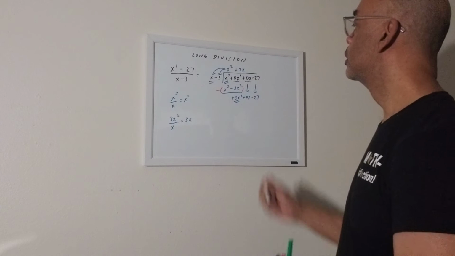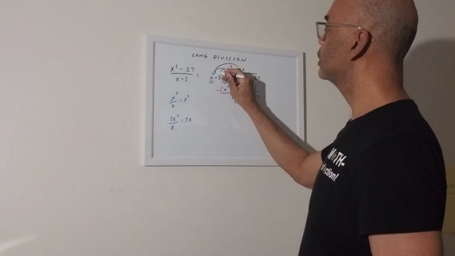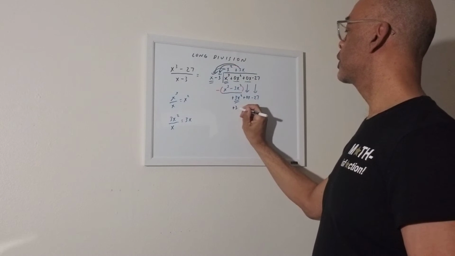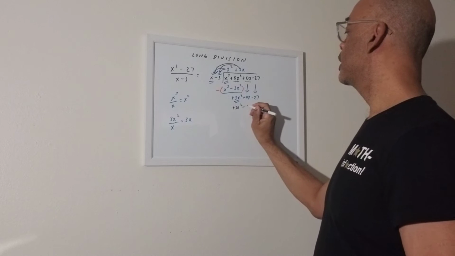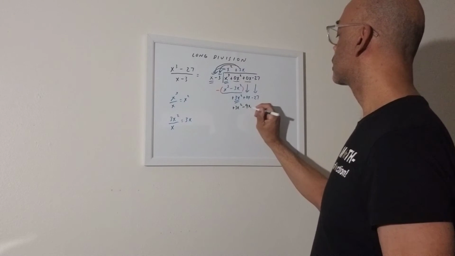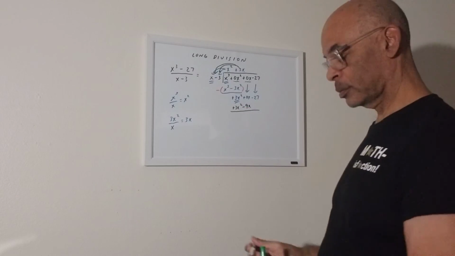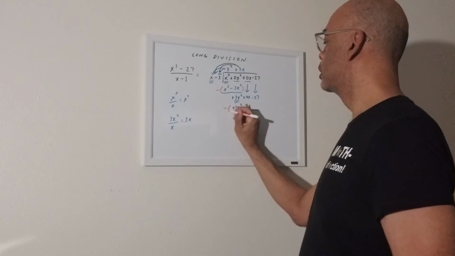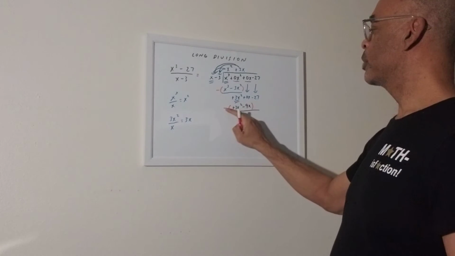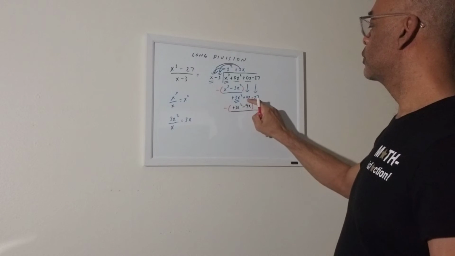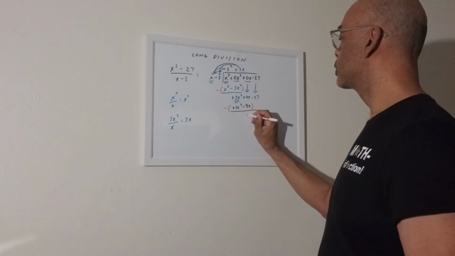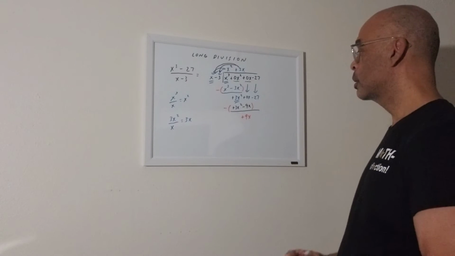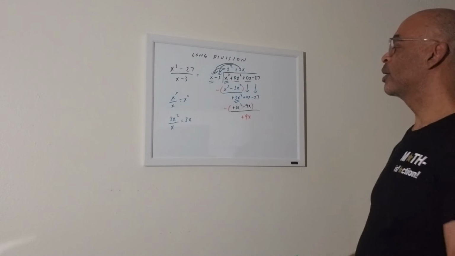Next, this 3x times each of the terms in the divisor will give us positive 3x squared and negative 9x, which again will be subtracted carefully. 3x squared minus 3x squared is 0. 0 minus negative 9x becomes positive 9x. And bring down the negative 27.